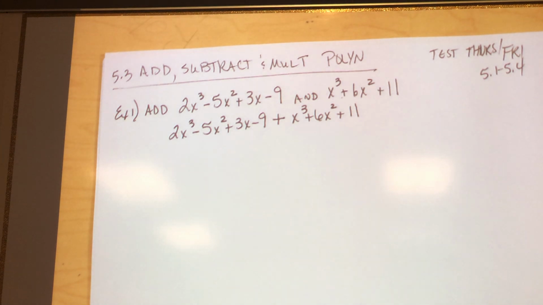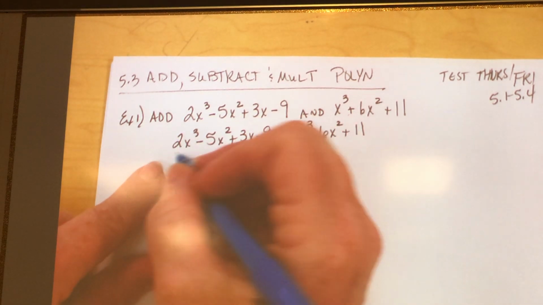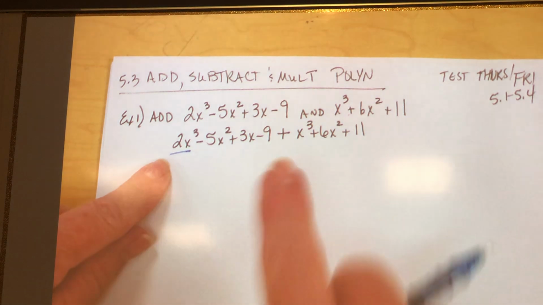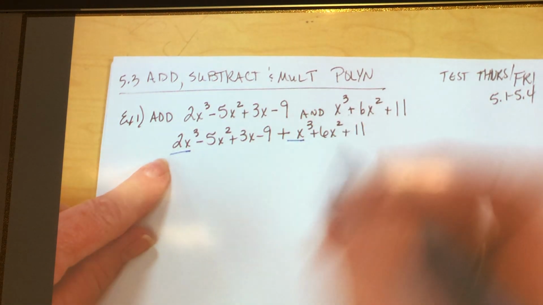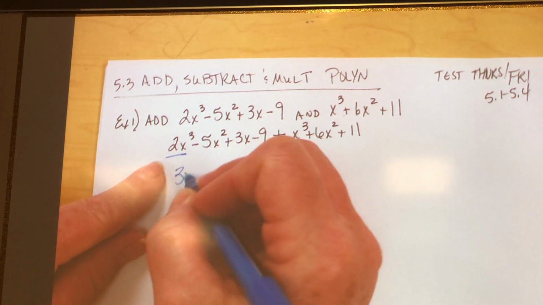All right? I want you to write these in standard form. So I want you to start with your highest exponent. Who is my highest exponent? 3. To the 3rd. So here's a 2x to the 3rd. Are there any more x to the 3rd? Yes. Okay, what is 2x to the 3rd plus 1x to the 3rd? Very good. 3x to the 3rd.